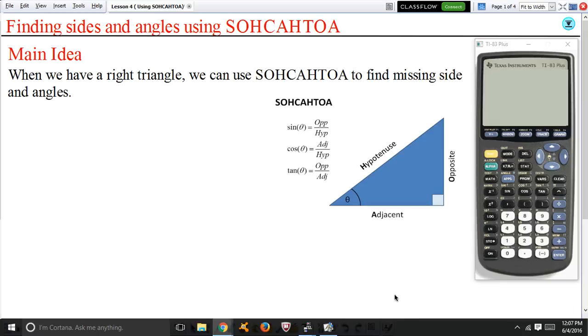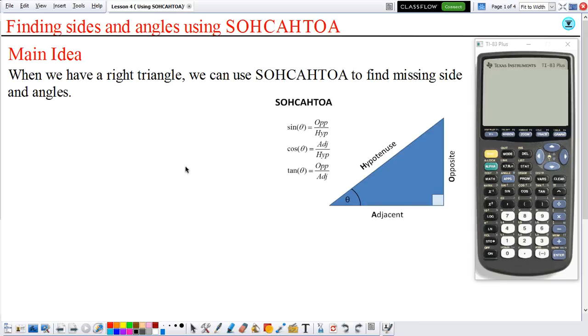Now here, let's review an idea that you have seen in your previous classes, which is how do we find sides and angles using Sohcahtoa? Well, here's the main idea. When we have a right triangle, and this is pretty important, you cannot think about Sohcahtoa if you don't have a right triangle. You need to have a right triangle in order for you to apply Sohcahtoa. So when we have a right triangle, we can use Sohcahtoa to find the missing sides and angles.